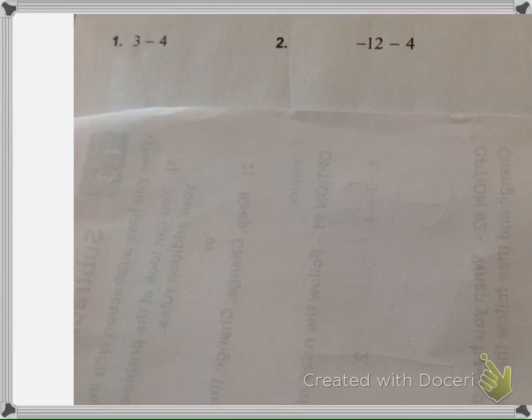Okay, just real quick, I could still do keep, change here. You're keeping your 3, you're changing your subtraction to addition, and now you're thinking of this as a positive 4 instead of the negative 4, and you're changing that. So your problem would look like this, 3 plus negative 4, okay?